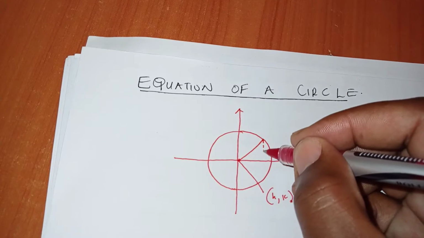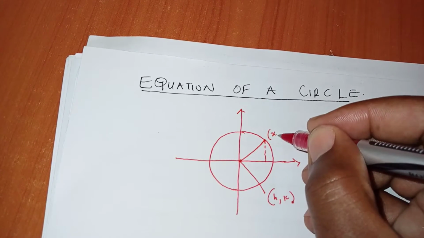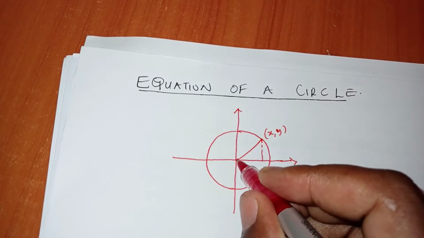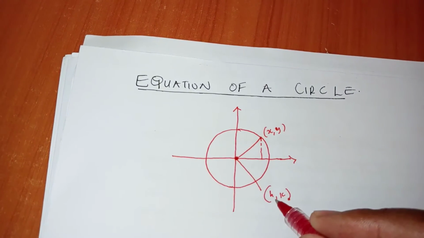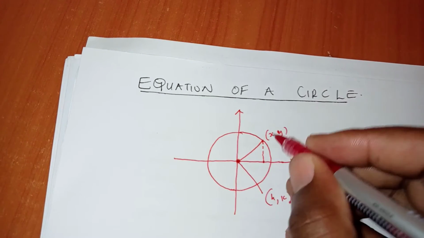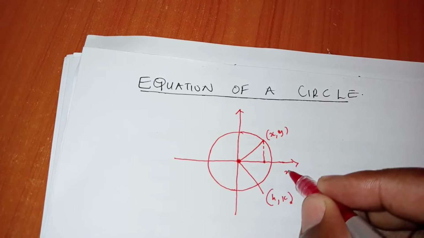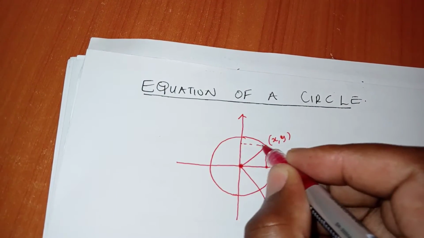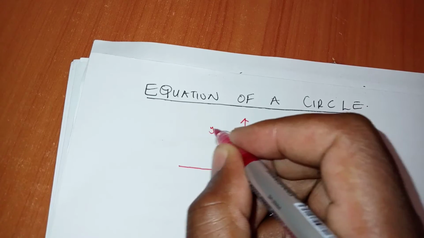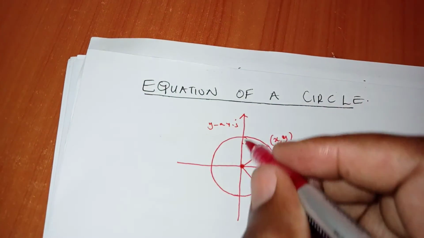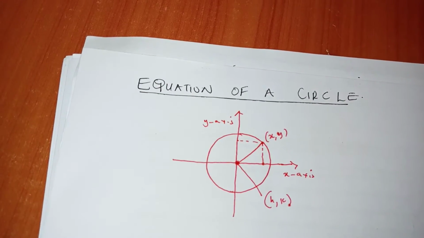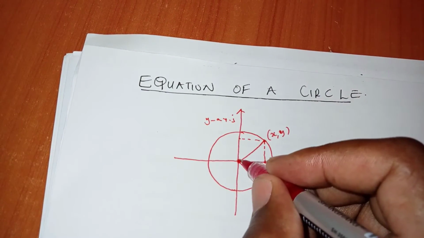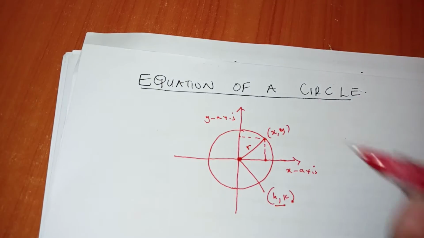Then I will have my triangle here, and this point I'll call (x, y). This point here is (h, k), and this point corresponds to x because it is on the x axis, and this point here on the y axis corresponds to y. So we have the y axis and the x axis. If this is the center of this circle, this will be the radius of that circle.